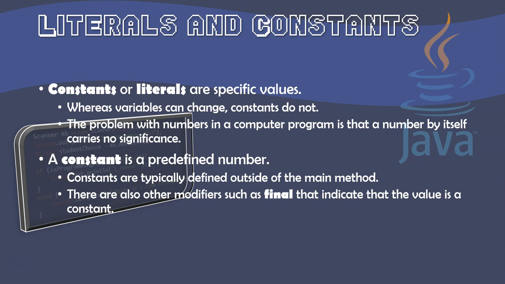Now, constants are typically defined outside the main method, and there are also other modifiers such as final that we're going to look at that help indicate whether or not the value is actually said constant. Now, there are other ways that we can have constants that aren't necessarily numeric. However, most of the examples that we're going to look at and probably apply will be a numeric value.